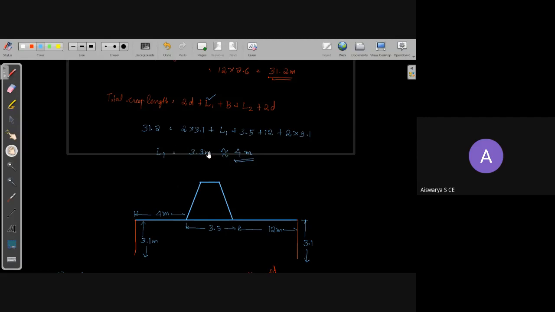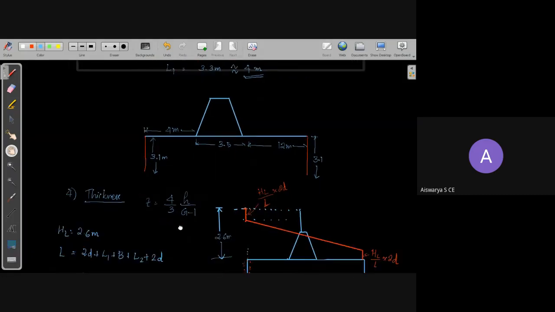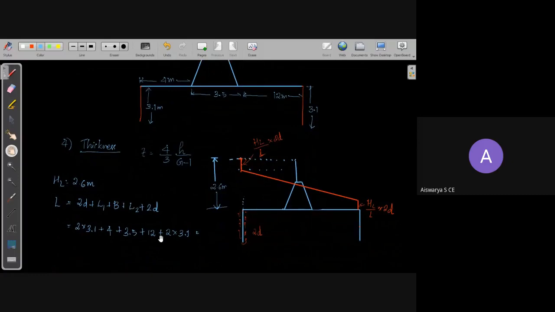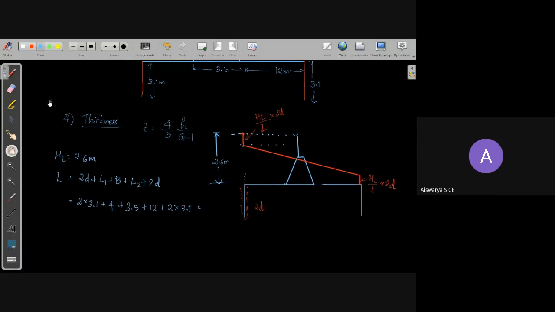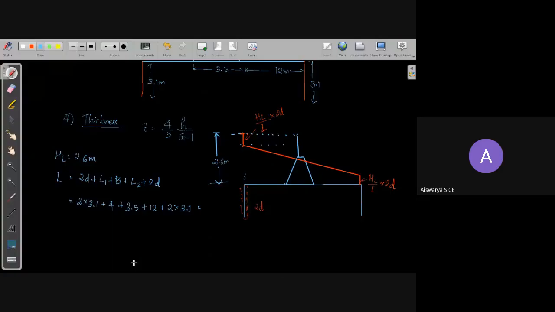We have used this equation earlier just to find out the value of L1. So we have got the value of L1 as 3.3 meter, which we have rearranged to 4 meter, so that adjustment will reflect in this total creep length. So you need to again calculate the total creep length using the same equation. You can substitute the values of D, L1, B and L2. What is the total creep length? 31.9 meter.